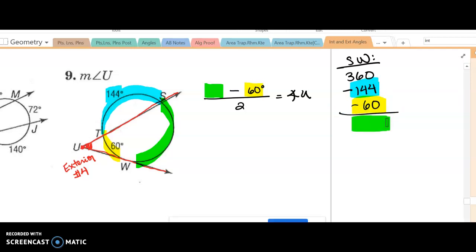So let's just go to the calculator. 360 minus 144 minus 60 comes out to 156. So that would be 156 minus 60 all over 2. So 156 minus 60 comes out to 96. 96 divided by 2 is going to be 48 degrees for the exterior angle U.